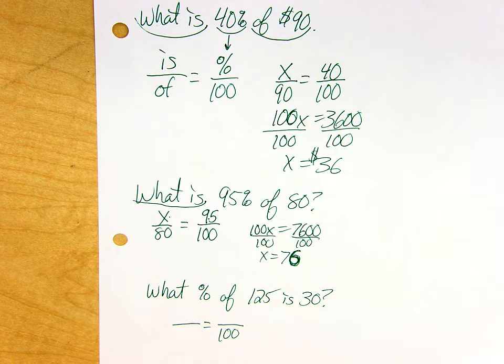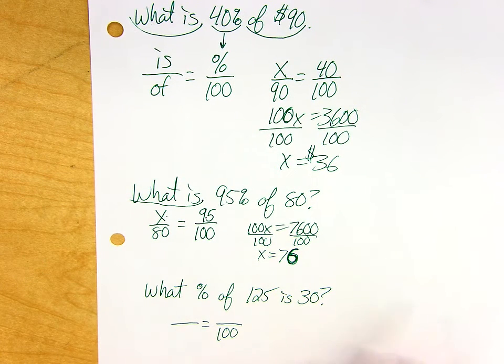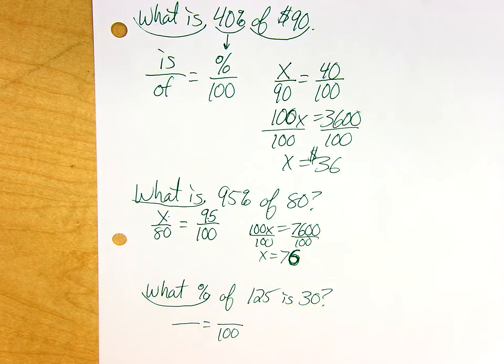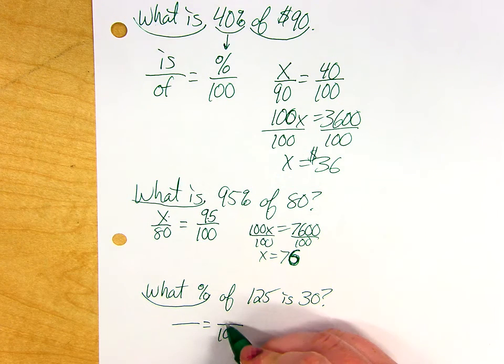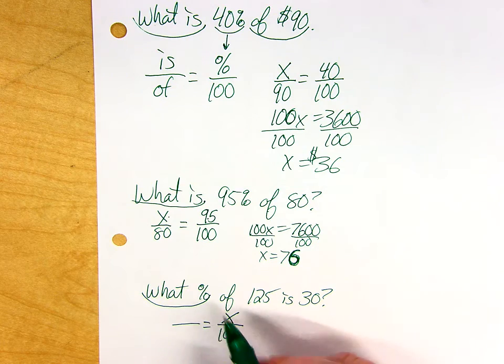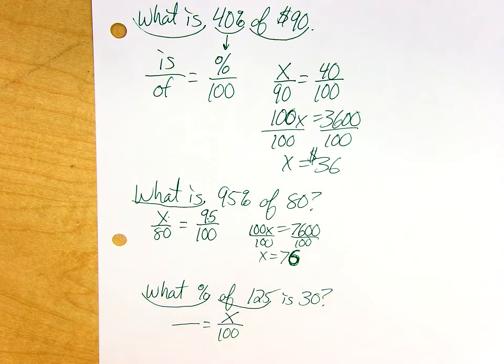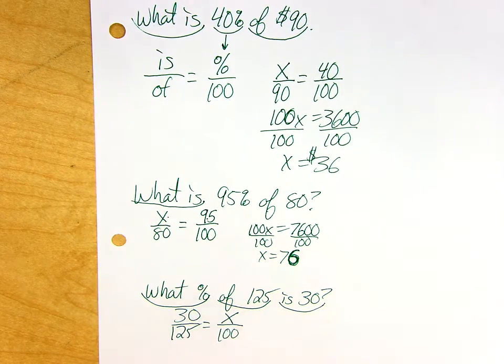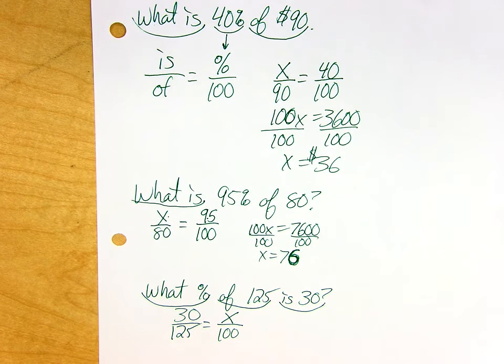All right, let's walk through our sentence. It says, what percent? So X goes where? Yes, in the percent spot. This time it's the percent that I don't know what it is. So I put the X in the percent spot. Then I continue to read. Of 125. So 125 will go on the bottom. And that leaves is 30 to be up on the top there. So please check that you filled in your proportion the same way.